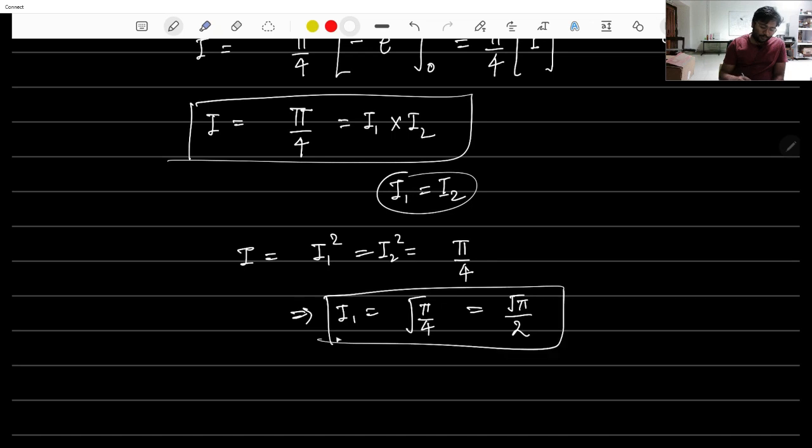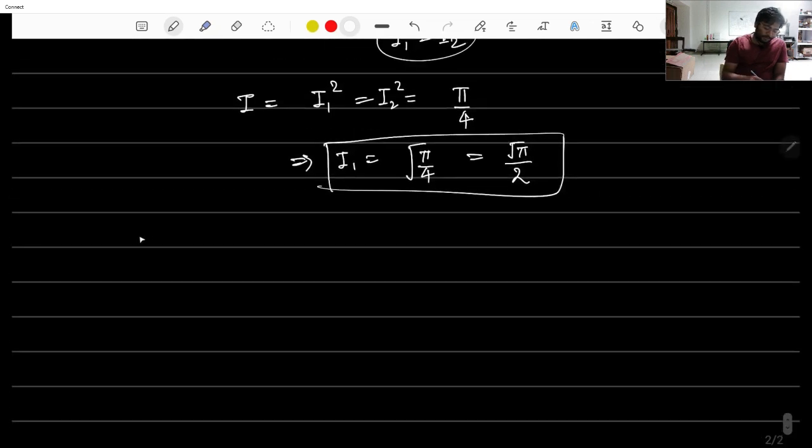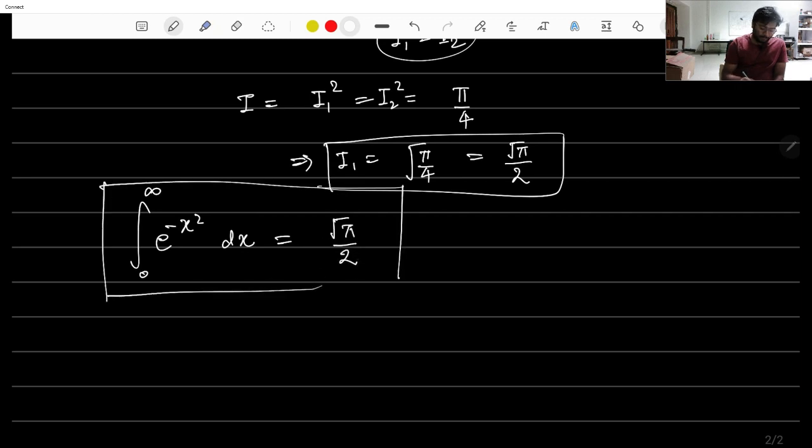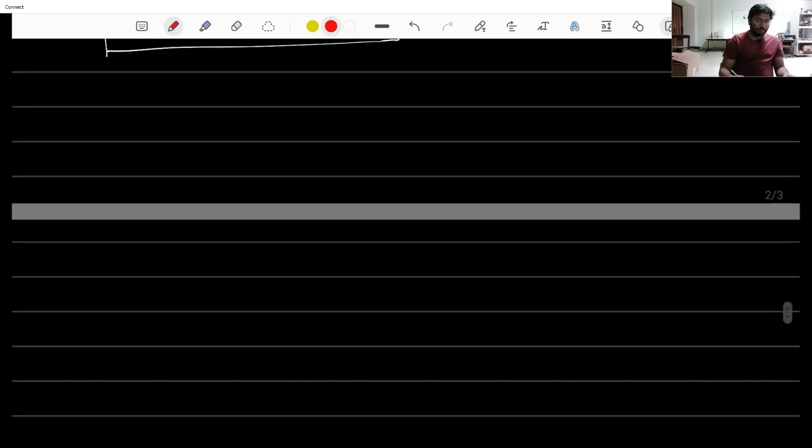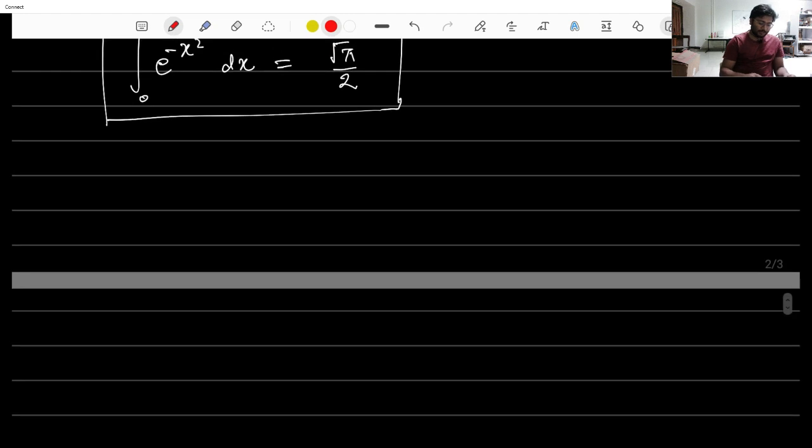So we evaluated the value of that integration, e to the power minus x square dx from 0 to infinity. The value of this integration is root pi by 2, correct. So we are done up to this point, we evaluated this value. Okay, so now we will do an extension of this integration.